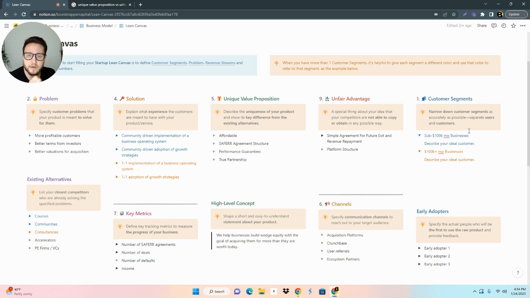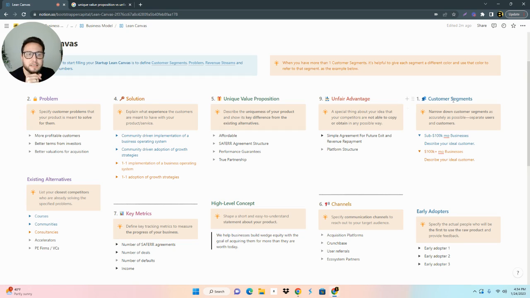Now, in this situation, what I'm designing the canvas for is specifically the advisory arm of Bootstrapper Capital, right? So I'm building this around our performance advisory business. Our performance advisory business is pretty straightforward. We help organizations build wedge equity, and we do so through the medium of the SAFER agreement, our simple agreement for future exit and revenue receivable. So just for context, that's what this is designed around, is our performance advisory business.